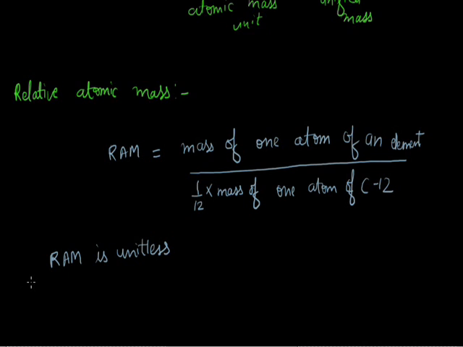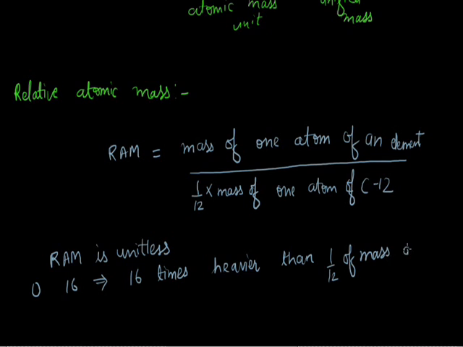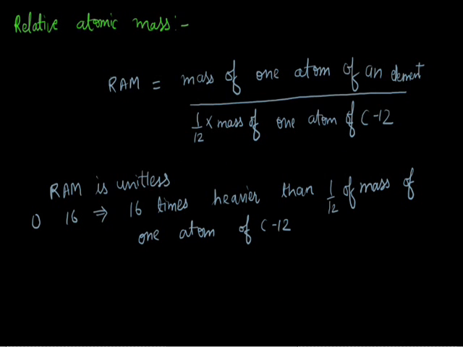If we say oxygen atomic mass is 16, it means that it is 16 times heavier than 1 by 12 of the mass of one atom of C12. We can define the relative atomic mass as the number of times heavier than 1 by 12th of the mass of one atom of C12.